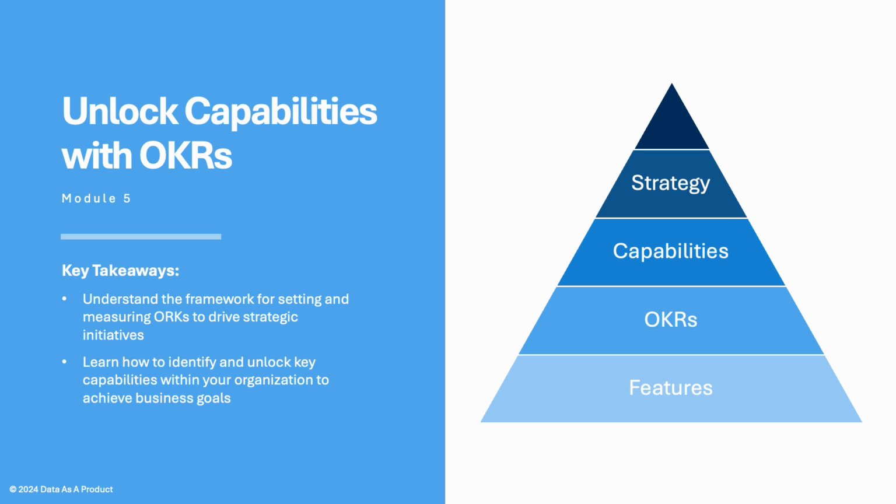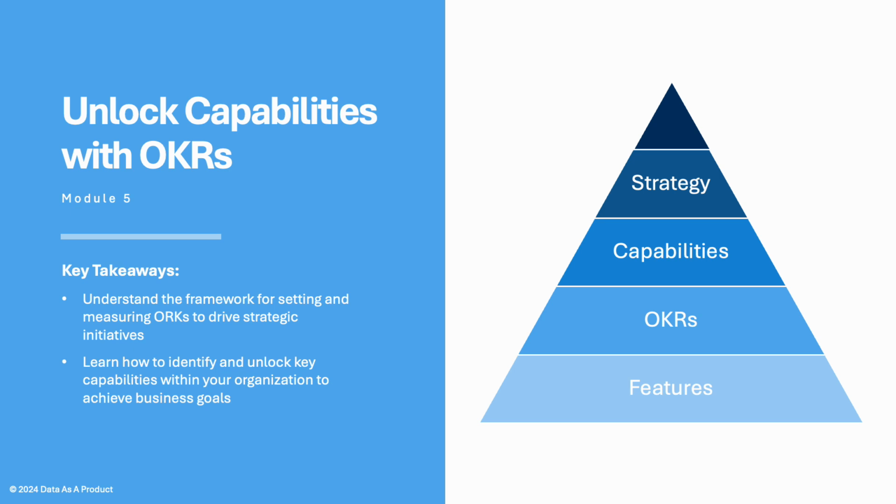So how do OKRs and capabilities connect? Setting the right OKRs helps you to identify and focus on the capabilities that need to be developed or strengthened to achieve your goals. In other words, OKRs guide on what you need to achieve, while capabilities show you how to get there. By aligning your OKRs with the capabilities that matter the most, you can drive meaningful progress and ensure that your organization is always moving toward its strategic objectives.